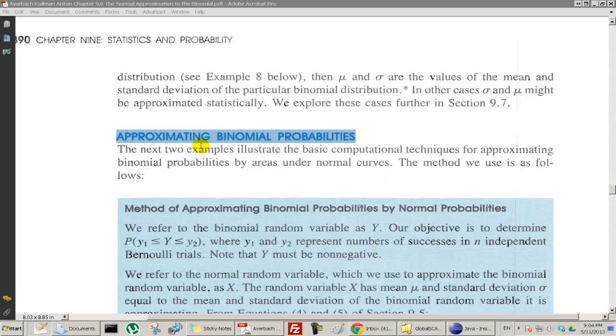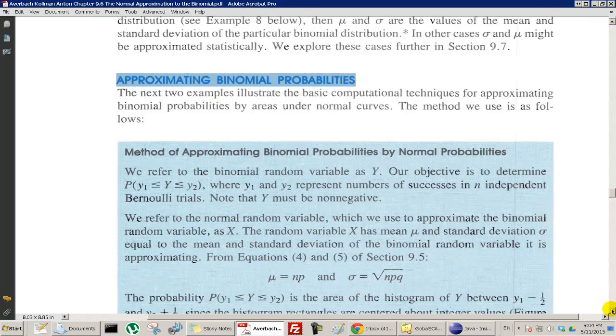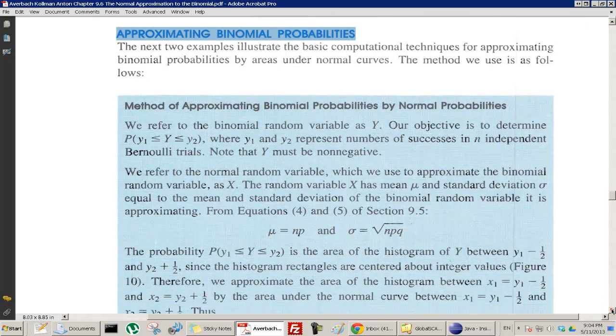Okay, so how do you approximate a binomial probability by using a normal? Basically, we have a binomial random variable, meaning we know what p is and we know what n is. It might be 100 tosses of a coin with the probability of heads a half, or any variation of these n and p. But anyway, we'll know that.